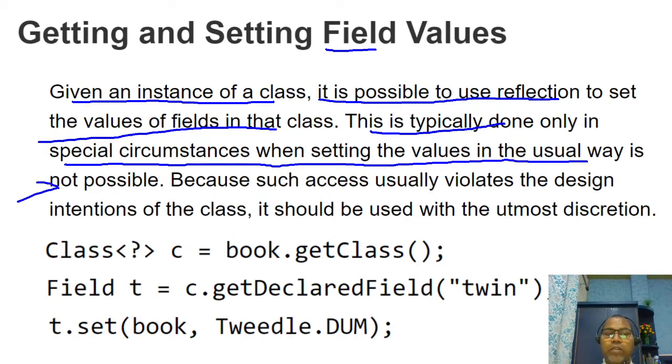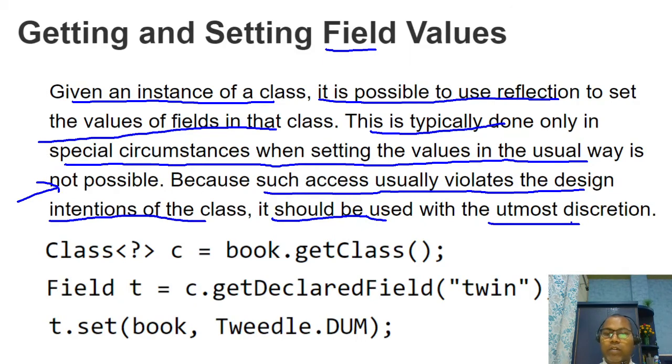possible. Let's say sometimes you want to set some private data member value, you cannot do that, but reflection offers you a way to set any value, maybe public, maybe private, maybe protected. Such access usually violates the design intention of the class, so it should be used only when most needed.